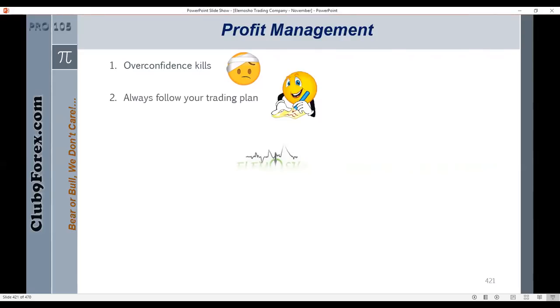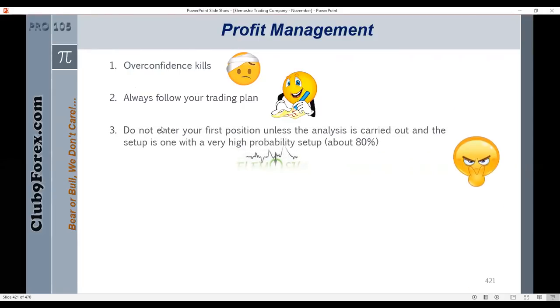Then the second most important thing is that you must always follow your trading plan. The fact that you are in profit right now does not mean that you are going to continually be in profit every time. The most important thing of all is that even when you are in loss at a certain time, you still keep on following your trading plan, which is very important. Your trading plan is what will drive you back into profit at any time.